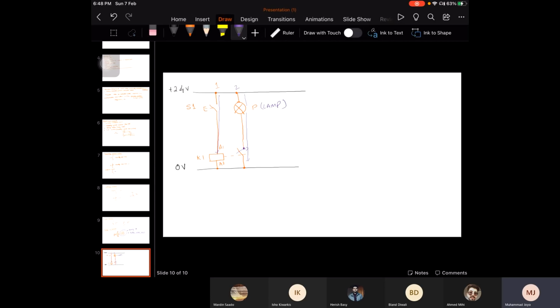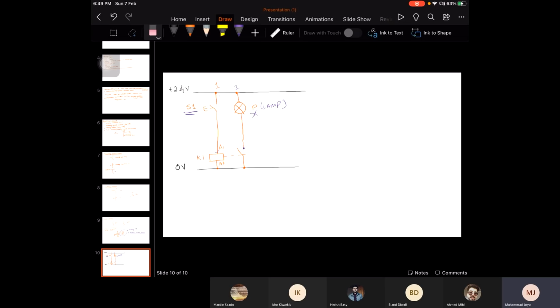So once I depress switch S1, the path of the current is broken. Once it is broken, K1 will be demagnetized. So this switch will come back to its normal position, and it will disconnect the current's path. Once that happens, the lamp will be switched off.